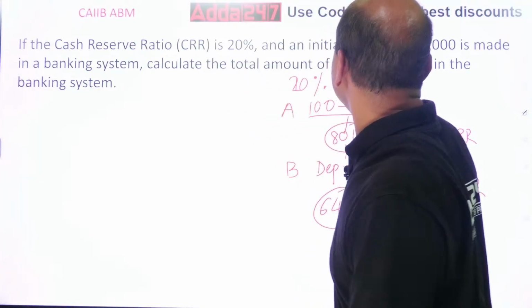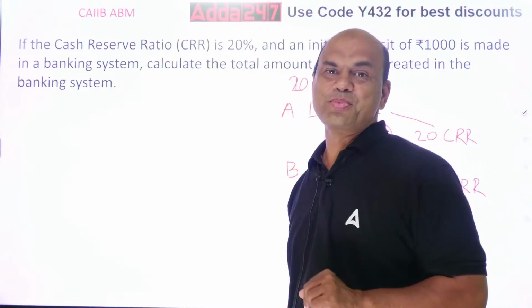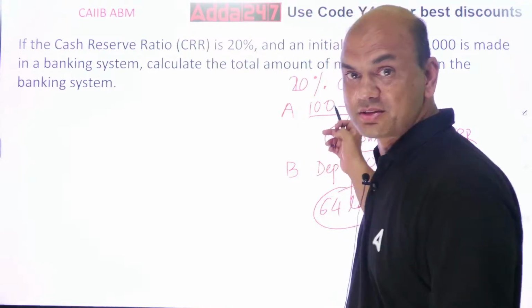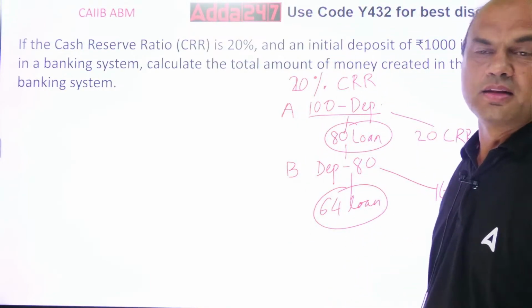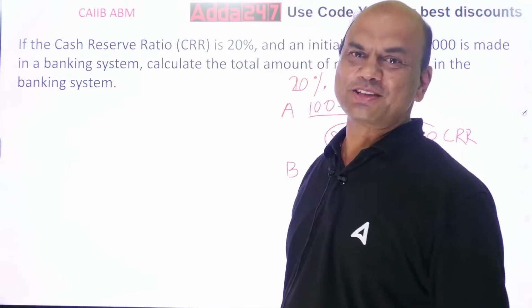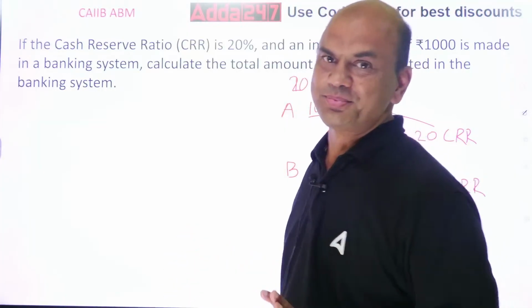Calculate the total amount of money created in the banking system. This is what is required: the total amount of money created in the banking system because of this 20% CRR. So it will keep going down. This is actually an engineering problem, but you are not in engineering, so you can solve this using a simple method.